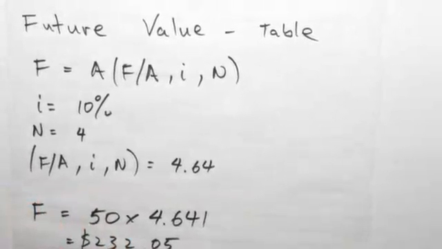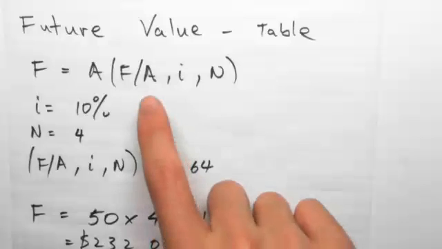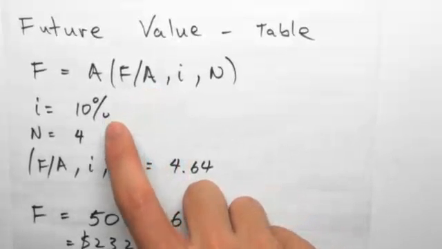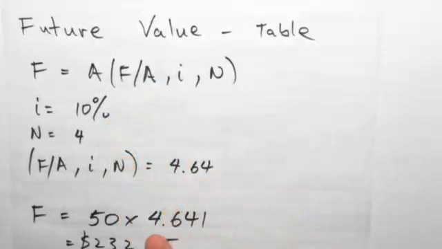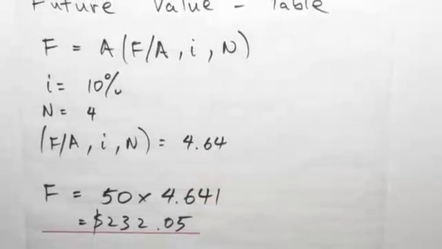Now let's do the same thing using the table. In the column next to finding P given A, there is also a column finding F given A. We know our i is 10, we know our n is 4. We can work out a factor of 4.641, and we simply multiply our annuity of $50 by 4.641, and we will find that the future value calculated with this method will be exactly the same as the equation.